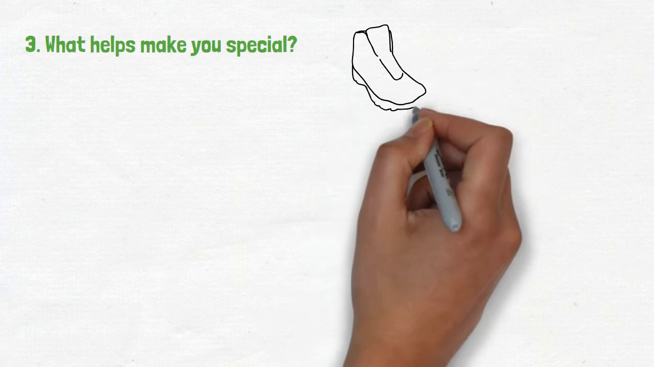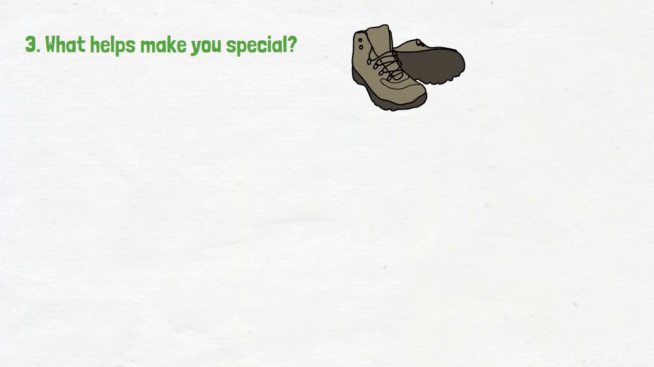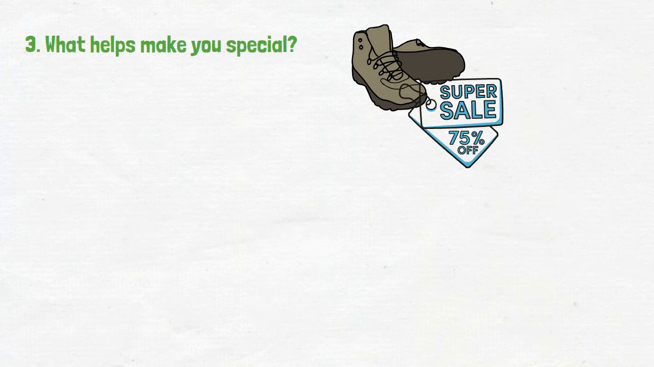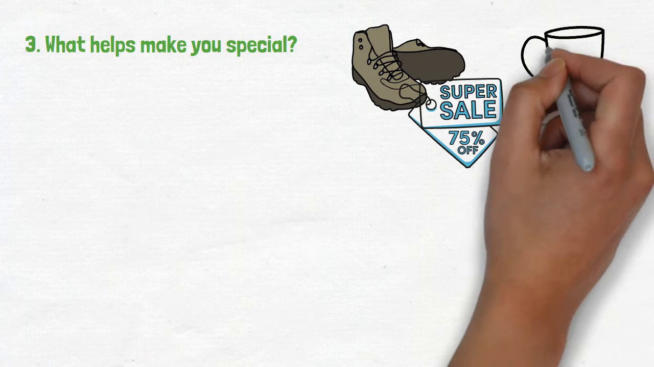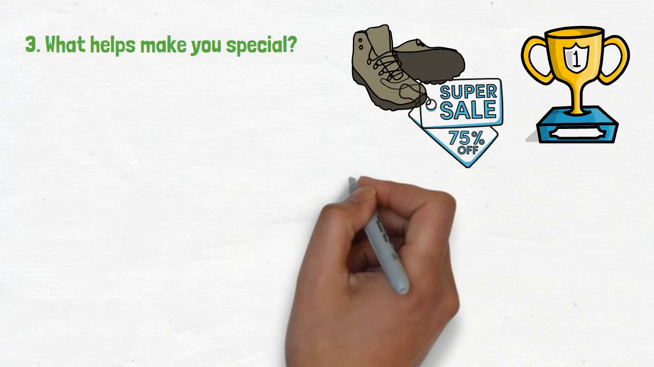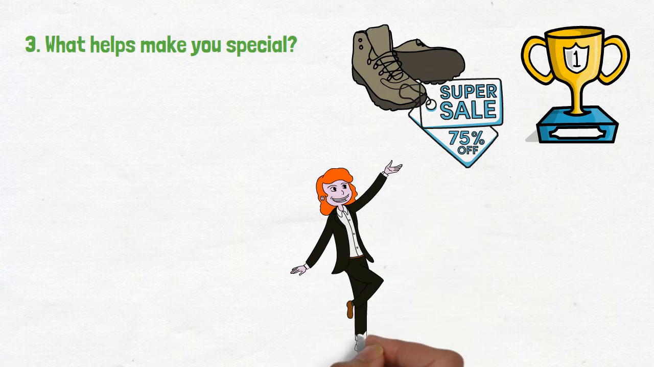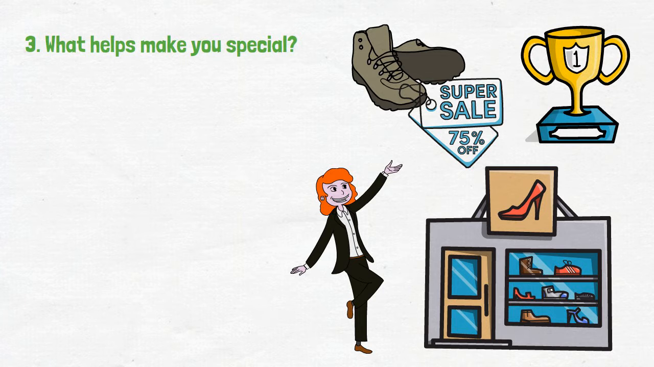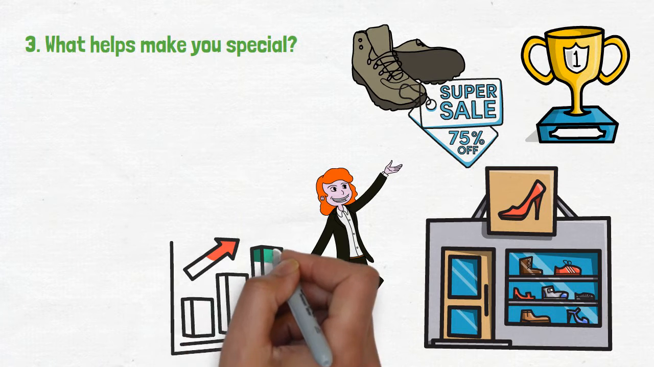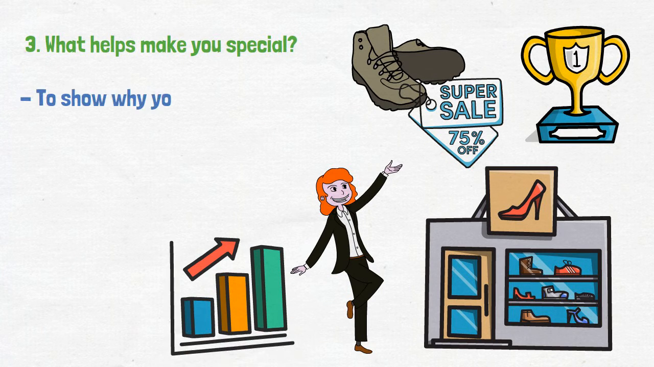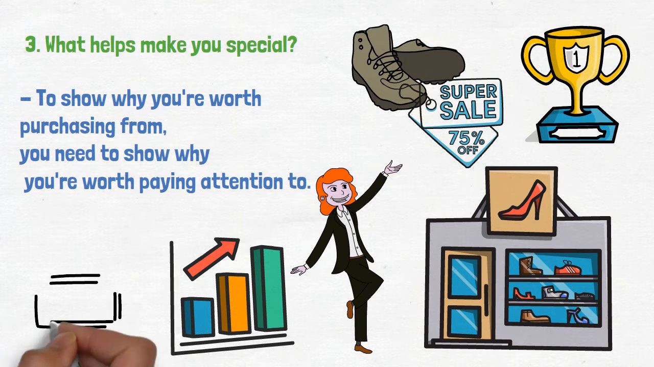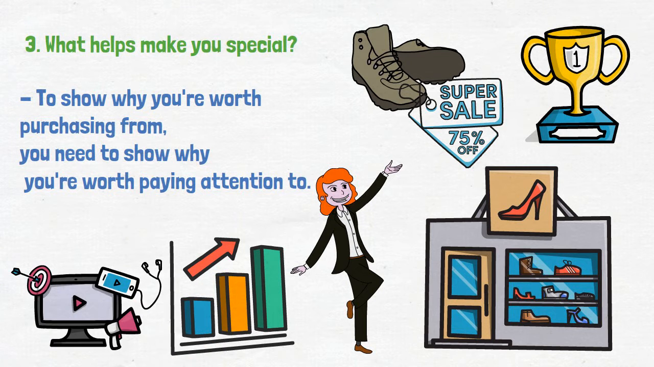Number 3, what helps make you special? The other players in your industry probably provide a very similar product or service as you do, which in turn suggests that your prospective customers need to recognize what helps to make yours the best, or at the very least, unique. Perhaps your primary advantage is that your business has been set up for a long period of time, or maybe you have a one-of-a-kind brand voice that causes you to rise above your competition. To show why you're worth purchasing from, you need to show why you're worth paying attention to. As soon as you determine that, spread that message throughout your content.